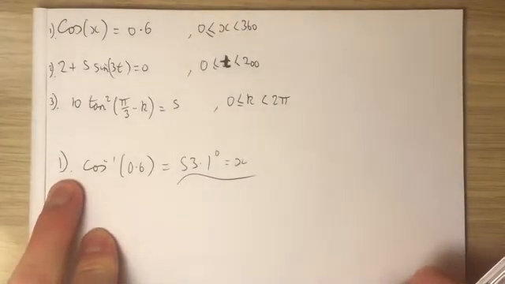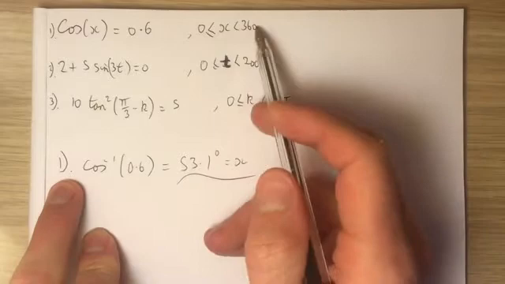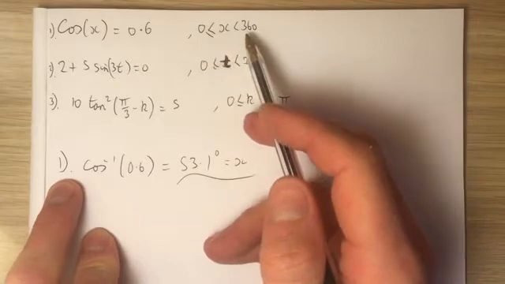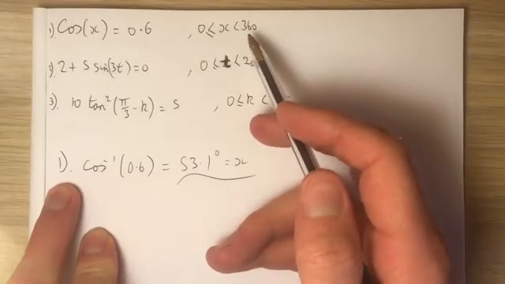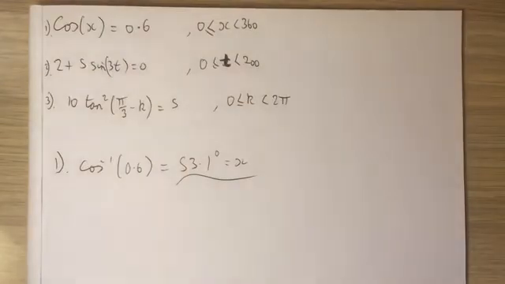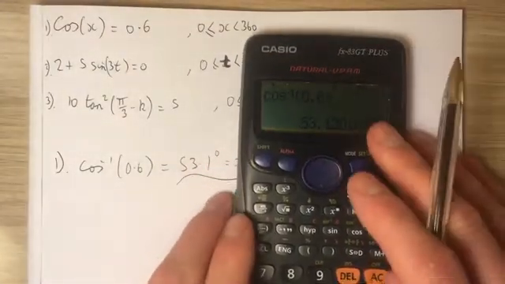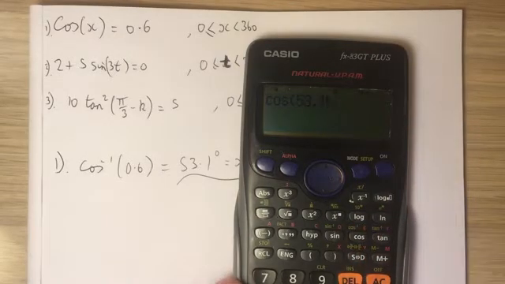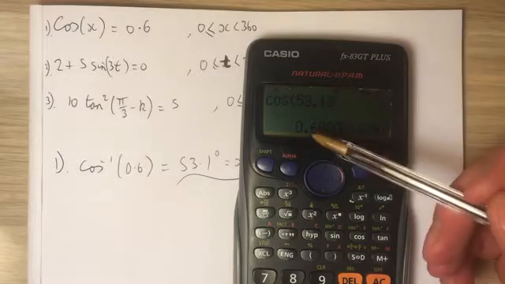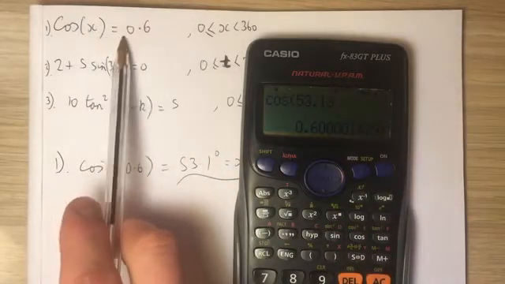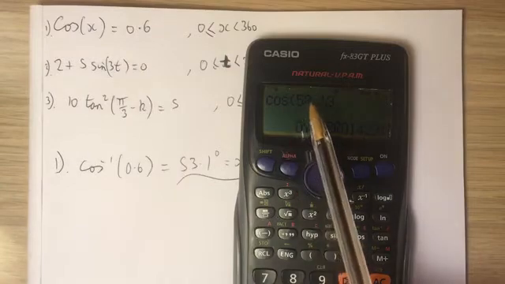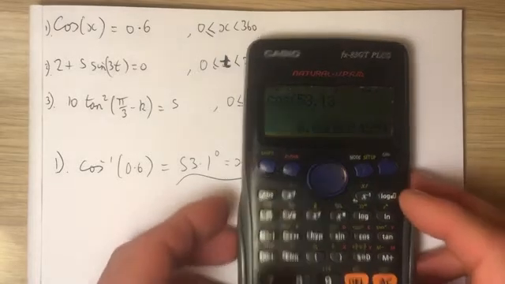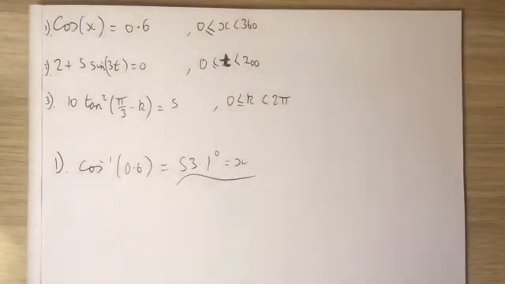Not quite done, because what's this bit got to do with anything? Well, it says that x can be any number between 0 and 360. And the point is that so far we've found out that if I type in cos of 53.13, then I get the answer 0.6 more or less, which is what I wanted. There's going to be another number that I could put in here and I'd still get the same answer. So to see why and how, let's draw a pretty picture.